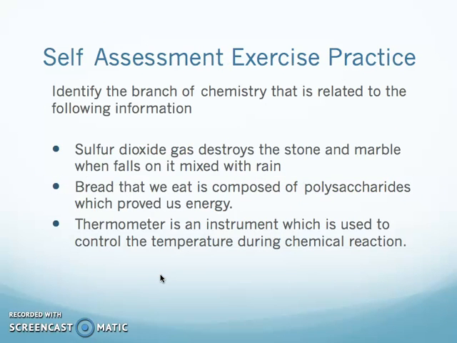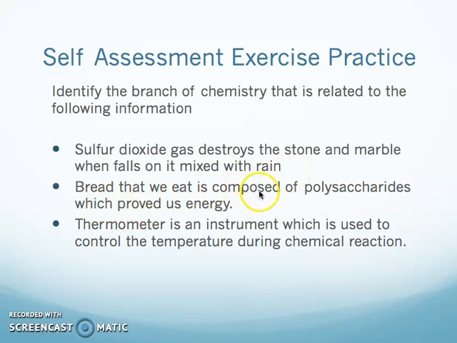Now there is a bunch of questions for you as a self-assessment exercise, to practice identifying the branch of chemistry related to the given information. For example, we have sulfur dioxide gas that destroys stone and marble when it falls on it mixed with rain. So what is it? Definitely the answer is environmental chemistry. There is a chemical compound that is destroying your environment with the help of rain, that is environmental chemistry.